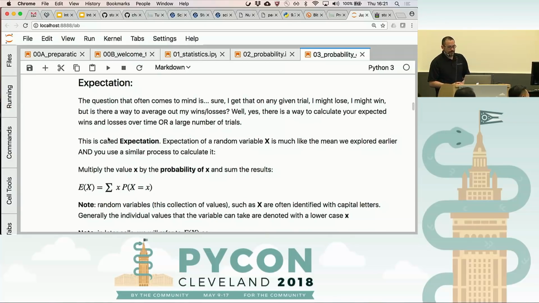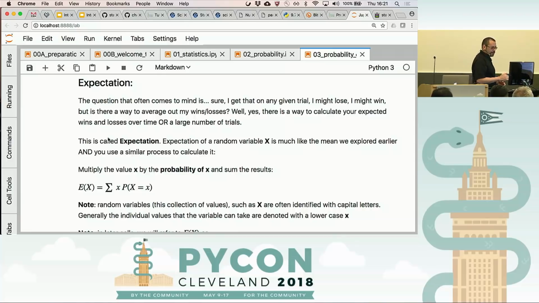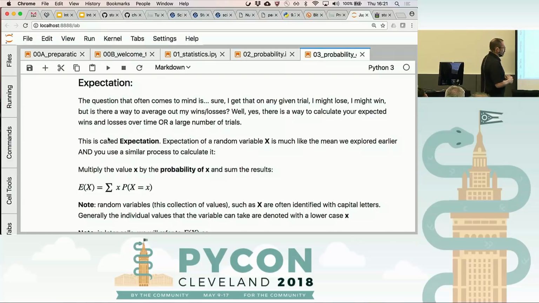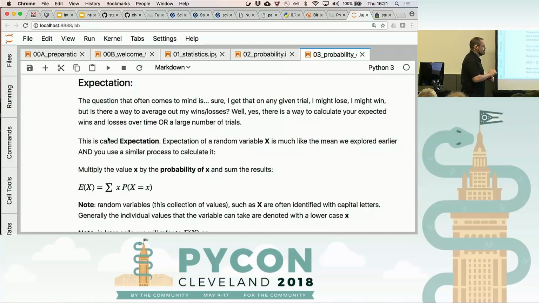So, given any particular trial, I might lose, I might win. Is there a way to figure out my average? And that is using expectation. To figure out our expectation, we use a formula much like we had before. We say, all right, if I have a particular x, what is the probability that I'll get that x? And then let me add up all of those. And that will give me my mean.